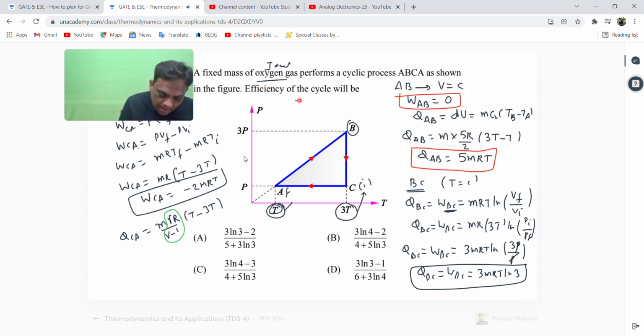Look once, gamma is 7 by 5. Gamma R by gamma minus 1, that is 7 by 5 minus 1. So how much is this? Anyone? 7 by 2 R, correct? So therefore, CA heat is equal to M into 7R by 2 into, say it, how much is it? Minus 2T. So therefore, heat transfer in CA is minus 7 MRT.